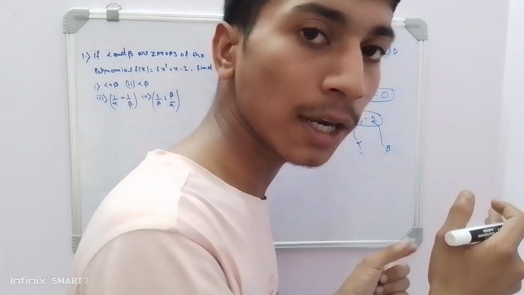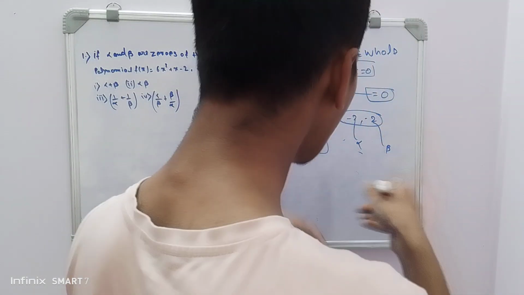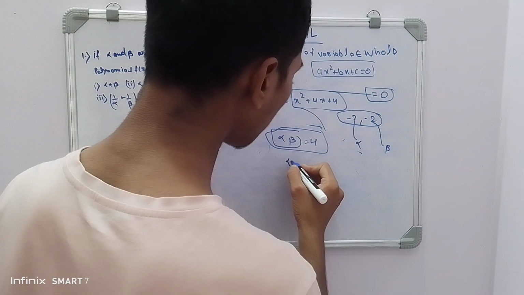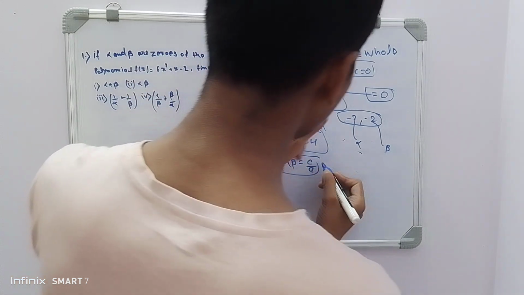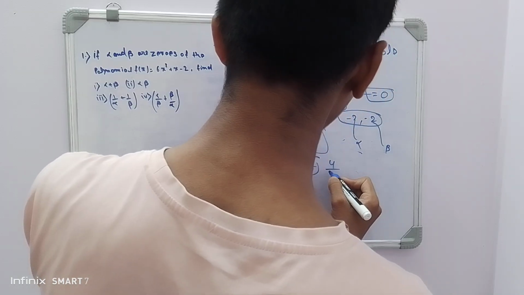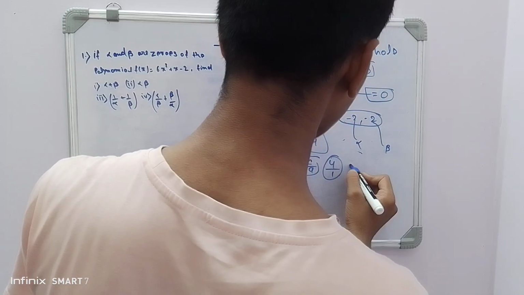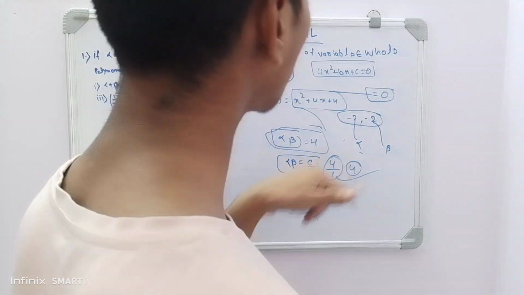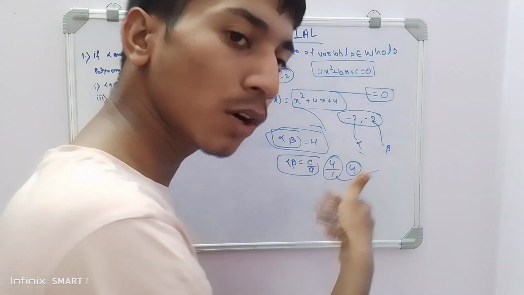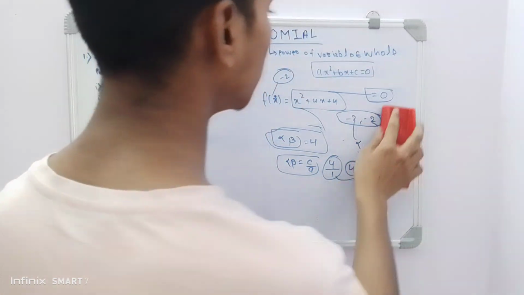But without finding the solution or zeros, how will you answer? So we have a relation alpha into beta, which is c by a, and in which c we have the 4 and a we have the 1. So this is also 4. So according to the formula you are able to find it directly without finding the zeros, and this is what you have to study in this chapter.